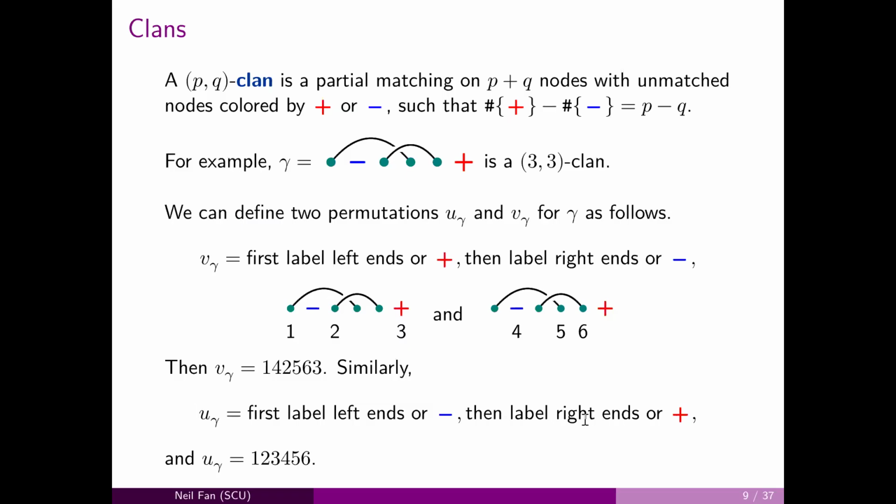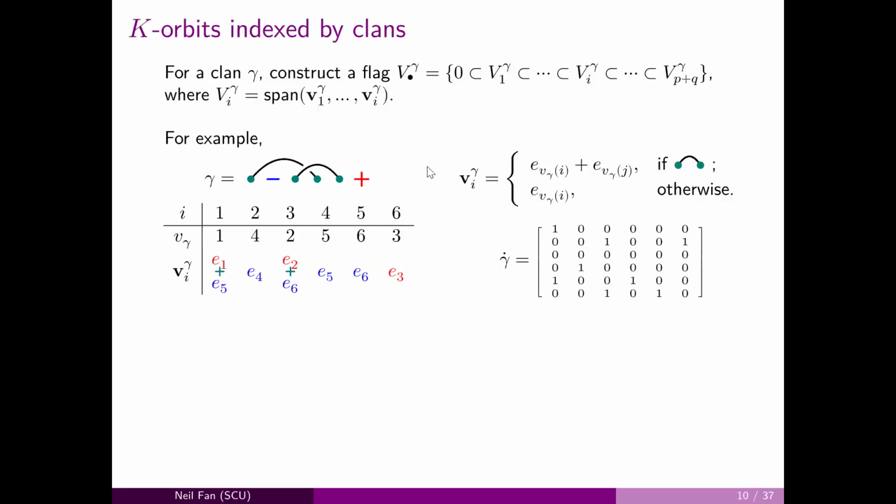Then we label right endpoints or plus signs. So in this case, U gamma is just 1, 2, 3, 4, 5, 6, because left endpoints, minus signs, left endpoints. The definition of U gamma is important. We will use this several times later. So just remember, we first label the left endpoints and the plus signs, and then label the minus signs and the right endpoints.